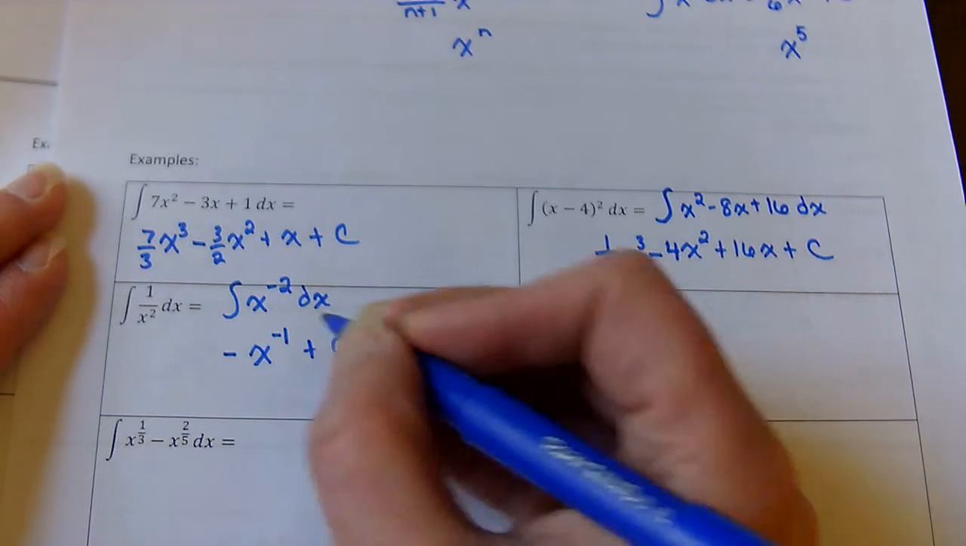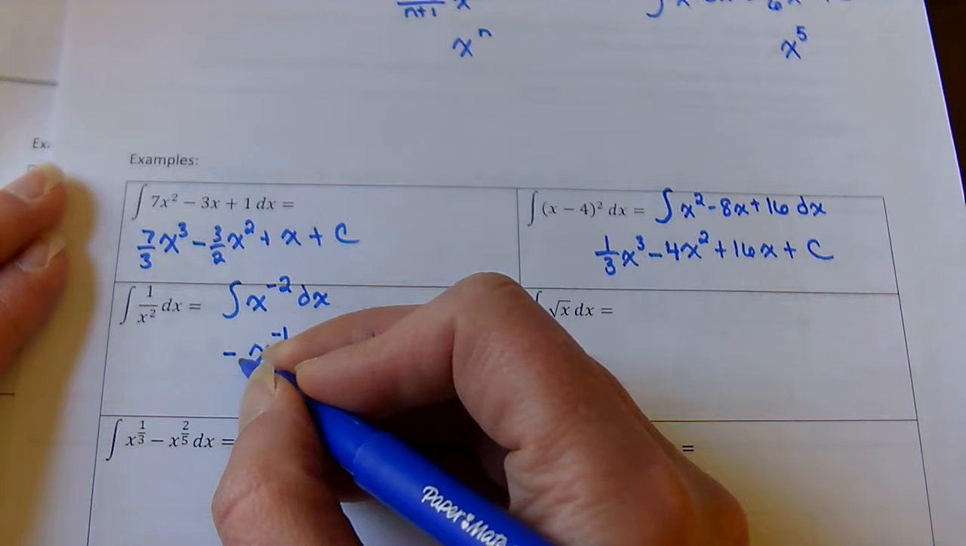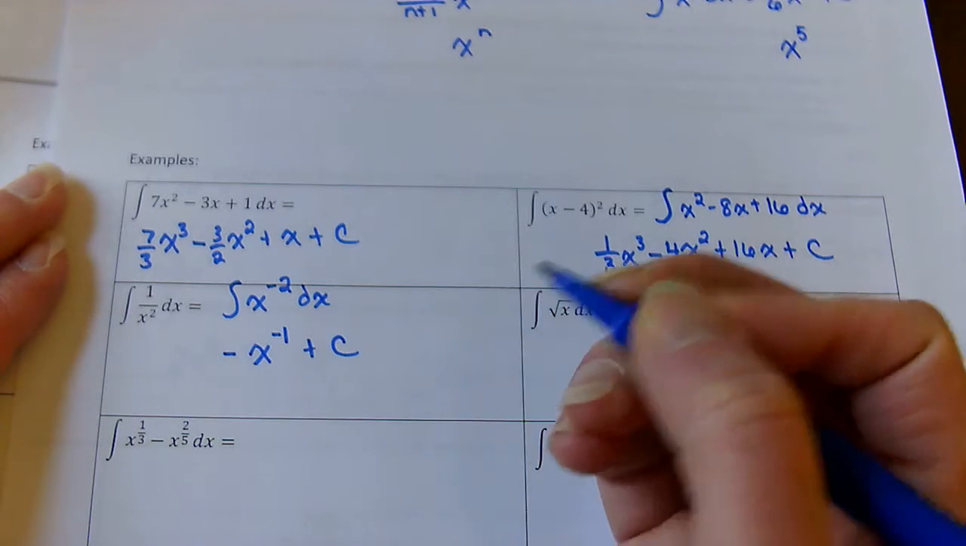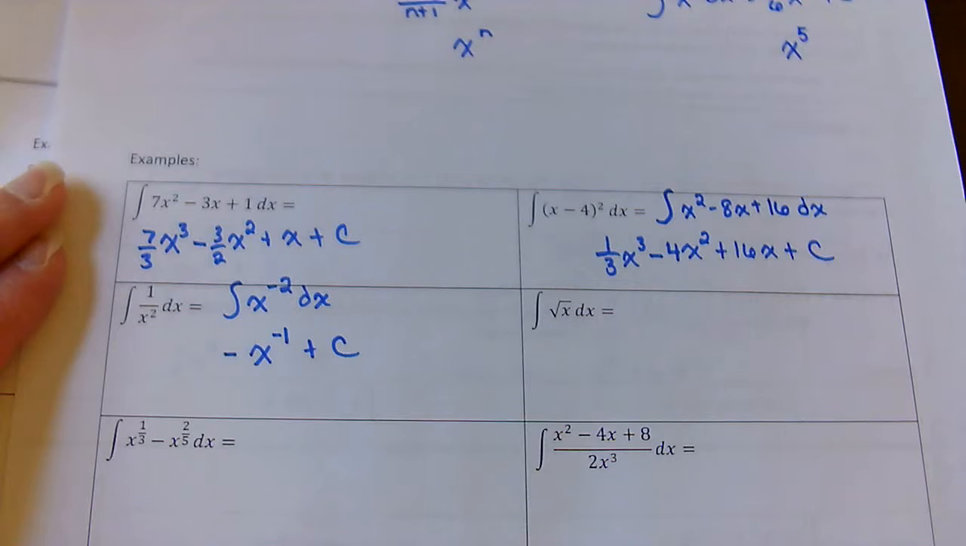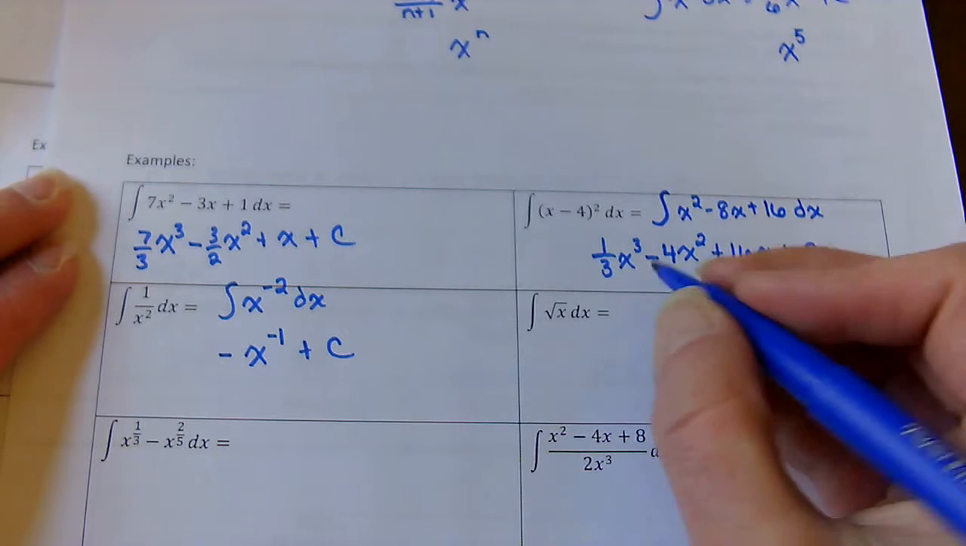Double check. Negative 1 times negative 1 is 1. Subtract 1 from the exponent. It works. Can we do the same thing with the square root of x?